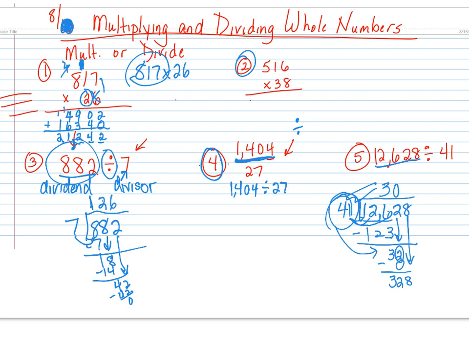Well, again, I said that was roughly 40. That's about 32. How many 4s are in 32? Let's try 8. 41 times 8. 8 times 1 is 8. I'm right. So my answer is going to be 308, and it comes out perfectly. I don't need to have a remainder, and I don't have to add a decimal.